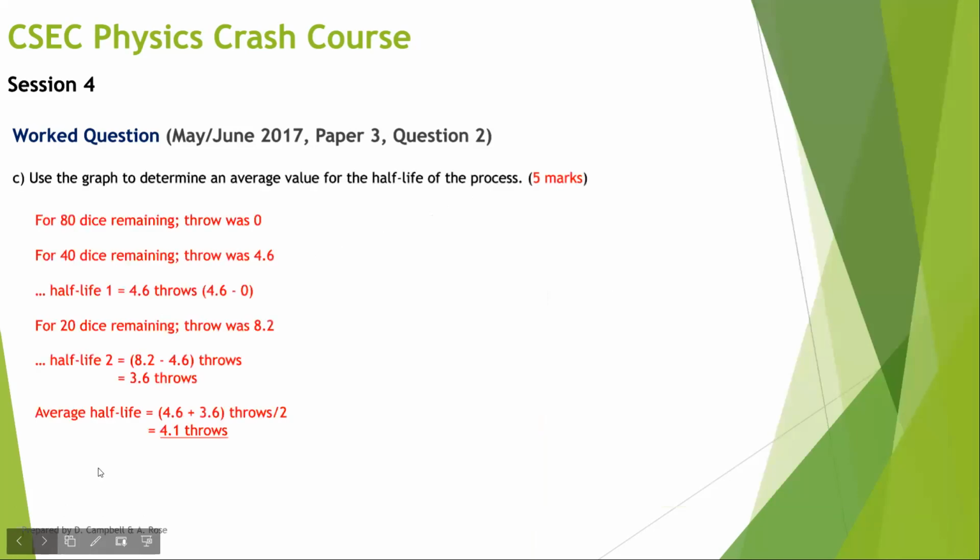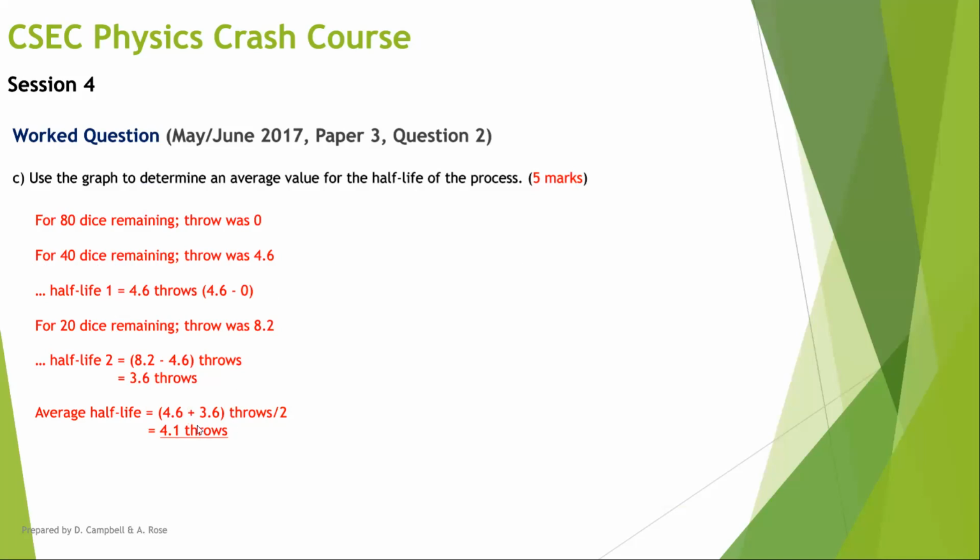Of course, you can do this any number of times. So you can do it 3 or 4 times and find the average. Use the same formula that you would be accustomed to for finding an average. So you take the two half-lives that you have, 4.6 and 3.6, you add them and divide by the number of values, which would give us a value of 4.1 for the average.